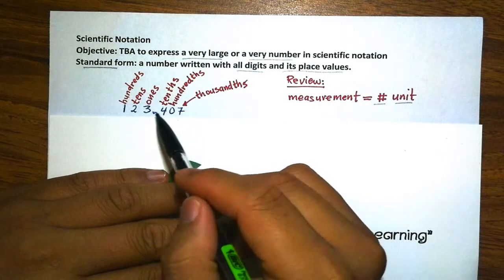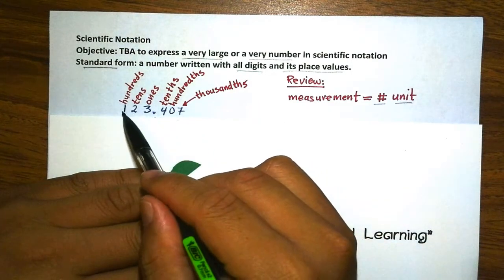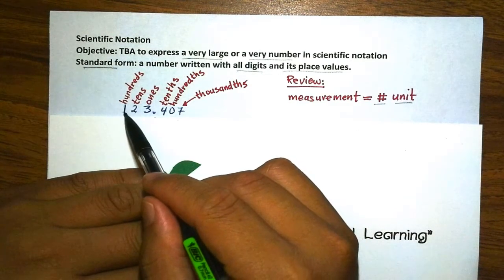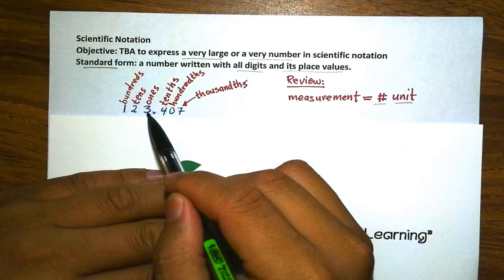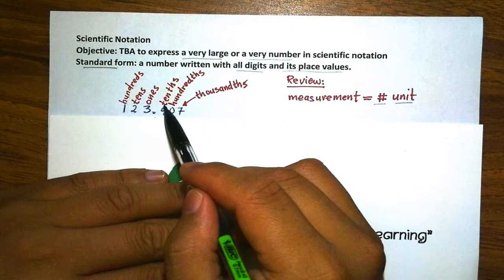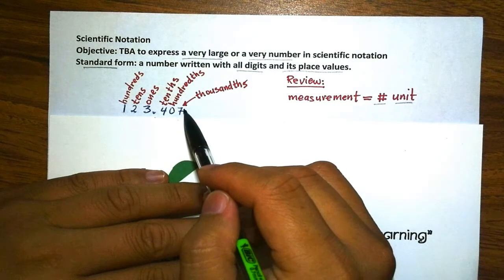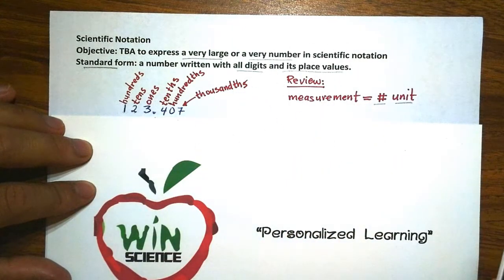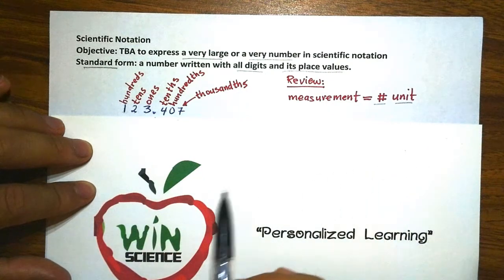123.407. We have 6 digits that make this number, and each of the digits represent a specific value. For instance, this one represents the hundreds, this one represents the tens, and this one represents the ones. Then we move down after the decimal. This 4 represents the tenths, this 0 represents the hundredths, and this 7 represents the thousandths. But using scientific notation, we can express the same number in a different form.